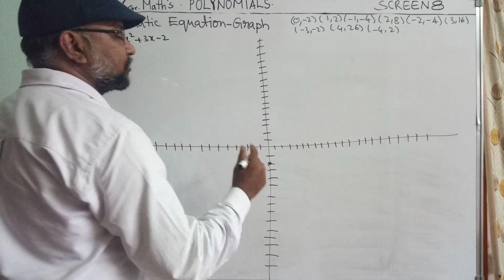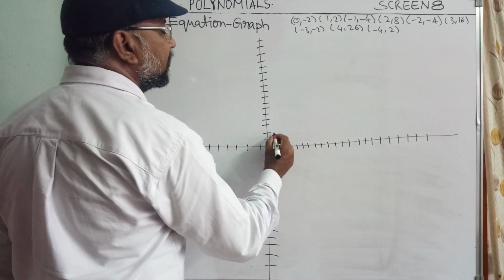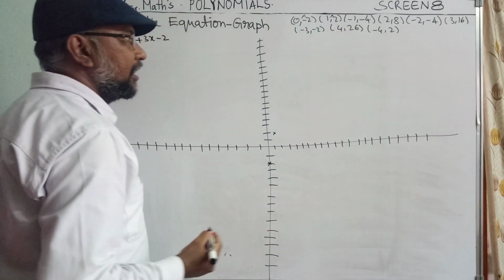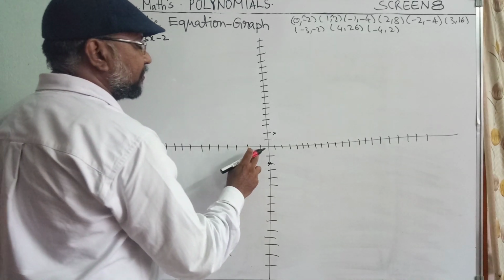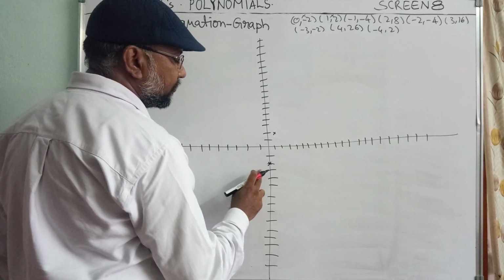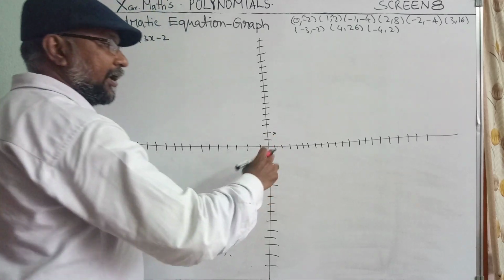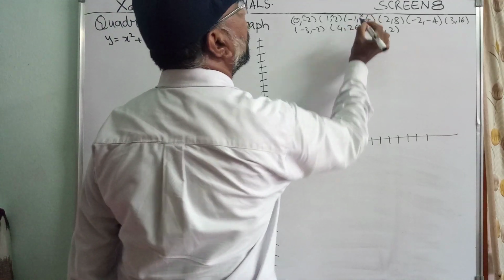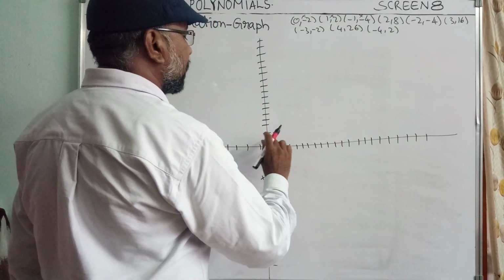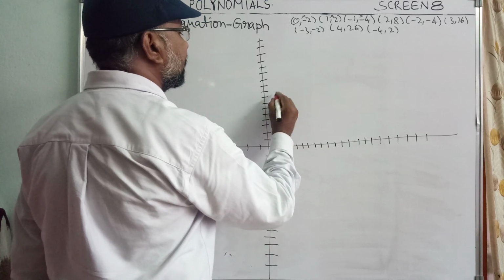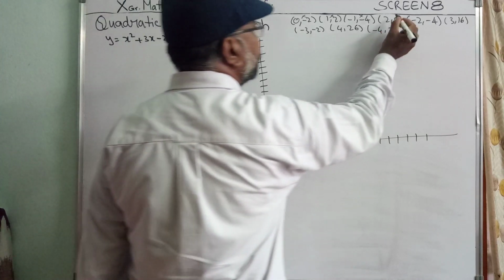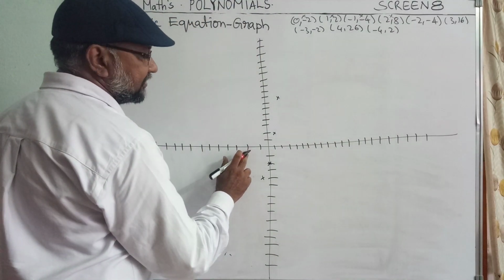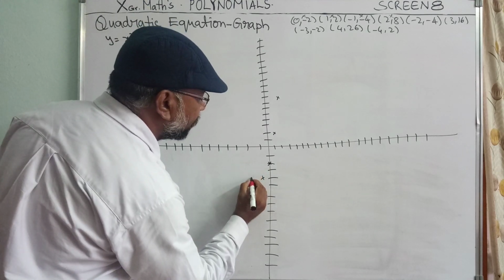Next, 1 comma 2. So plus 1 comma plus 2. I have finished this one. Minus 1 comma minus 4. This is minus 1 comma minus 4, 1, 2, 3, 4. I am doing it approximately, I have not divided the division equally. 2 comma 8. This is 2. Probably 1, 2, 3, 4, 5, 6, 7, 8. This could be the next point. And minus 2 comma minus 4. This is minus 2 of the x-axis and minus 4 of the y-axis.